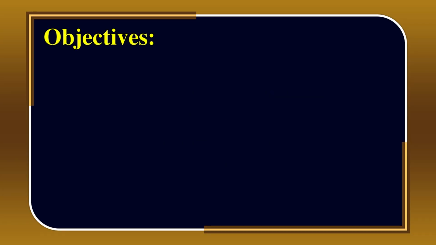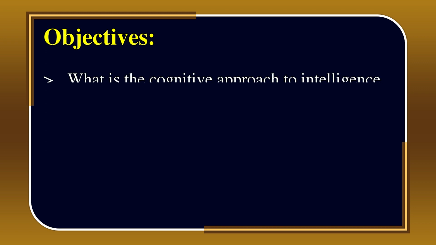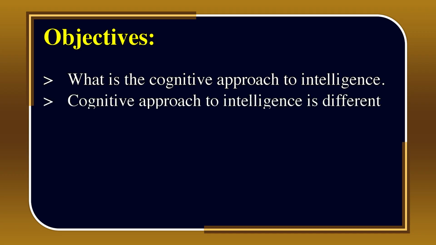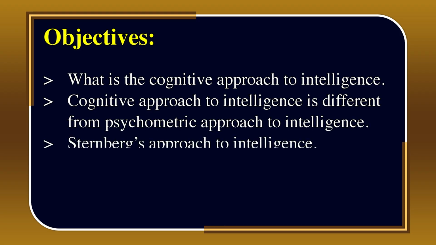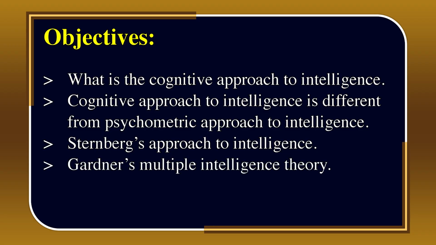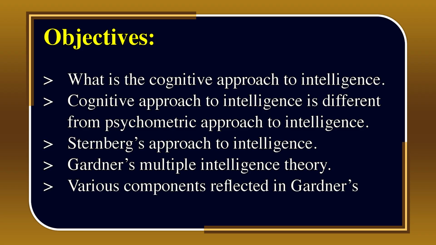The main objectives of today's lecture include: to understand what the cognitive approach to intelligence is, to understand how the cognitive approach to intelligence is different from the psychometric approach to intelligence, to understand Sternberg's approach to intelligence, to understand Gardner's multiple intelligence theory, and to understand with examples the various components reflected in Gardner's multiple intelligence theory.